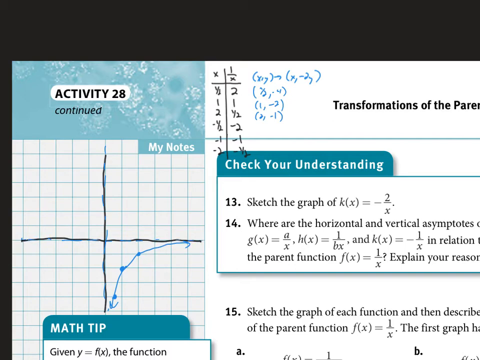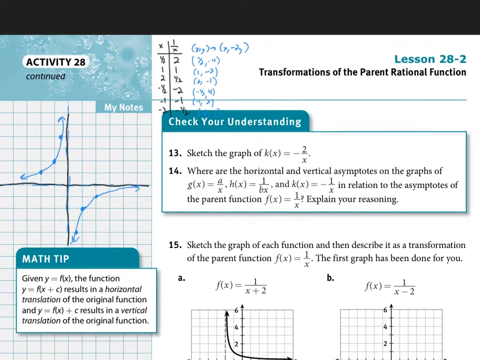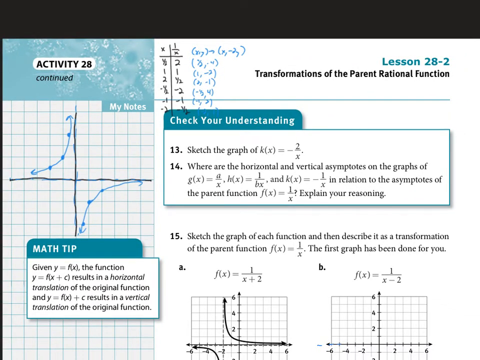It's now just below the x-axis instead of above because of that negative piece. Negative half is going to go to positive 4 this time. And negative 1 is going to go to positive 2. And negative 2 is going to go to positive 1. I get that nice swooping gentle curve. So that takes care of 13. So it asks about the horizontal and vertical asymptotes on all these different types of reflections, stretches, and shrinks. In all of them, we saw that the vertical asymptote and horizontal asymptote were always the same. x equals 0 and y equals 0.